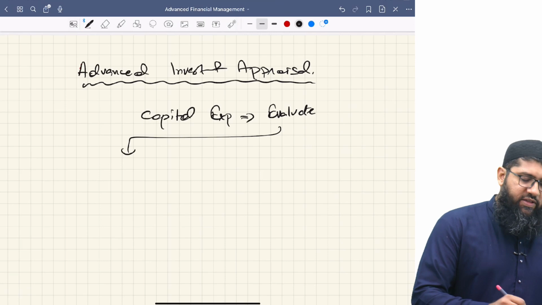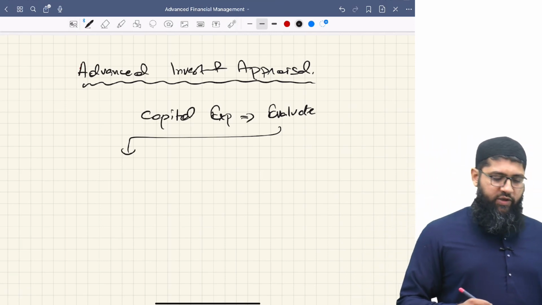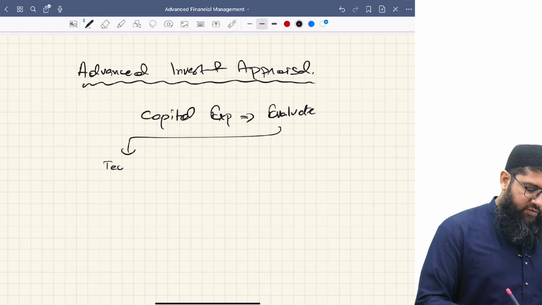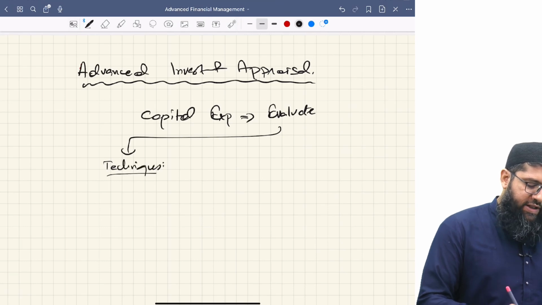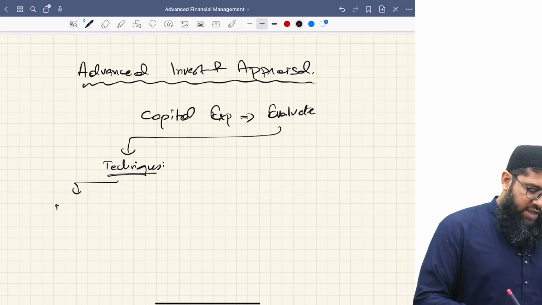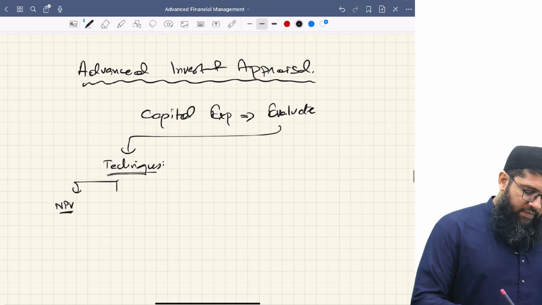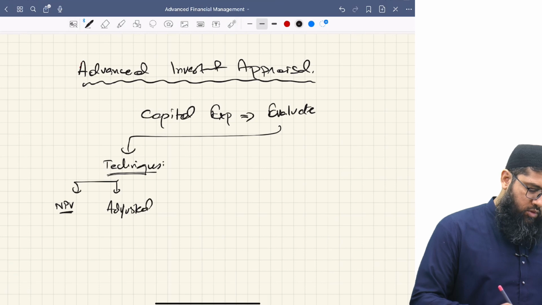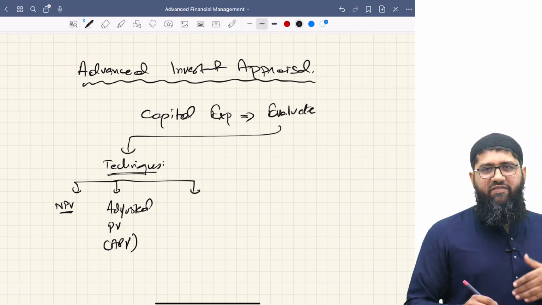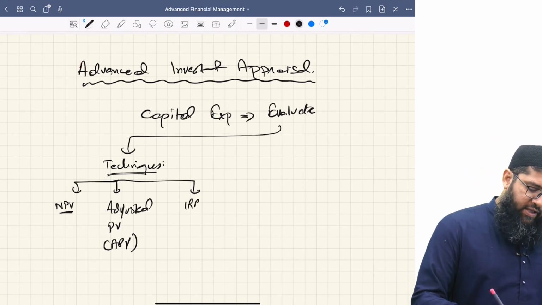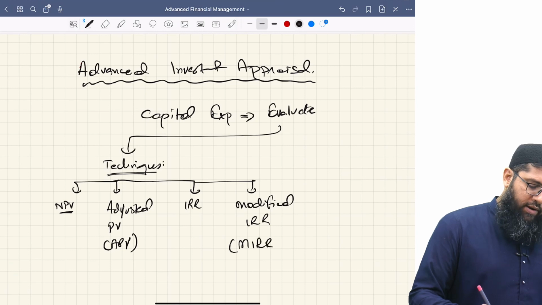Now under this advanced investment appraisal, we would be using different techniques. Amongst those techniques is the NPV technique, the net present value technique that you have already studied. Then there is an advanced level technique of adjusted present value, which is also termed as APV. Then there is the IRR technique, and the advanced level technique of the modified IRR, which we also call MIRR.